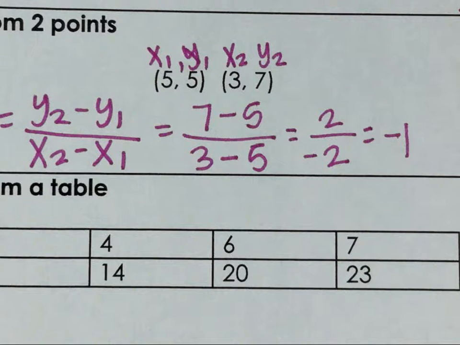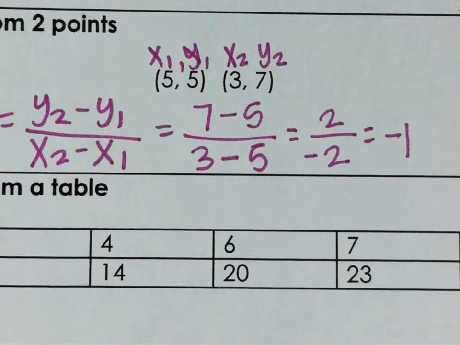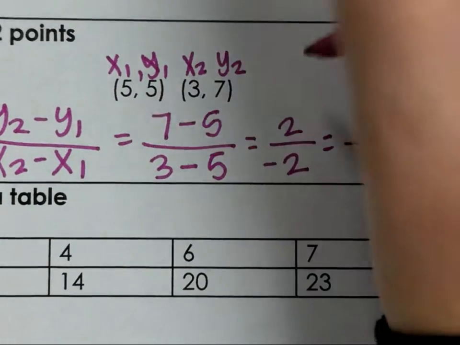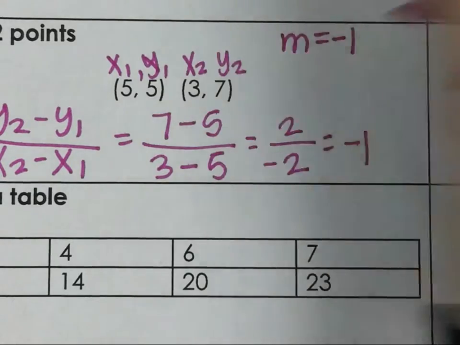Gabby? I figured it out when I looked at it and saw that 3, 7 was lower than 5, 5. So I just in my head figured out how to get from 3, 7 to 5, 5. Yeah, you can do that. That's basically what we're doing, we're just writing it out. Yep. So m equals negative 1.